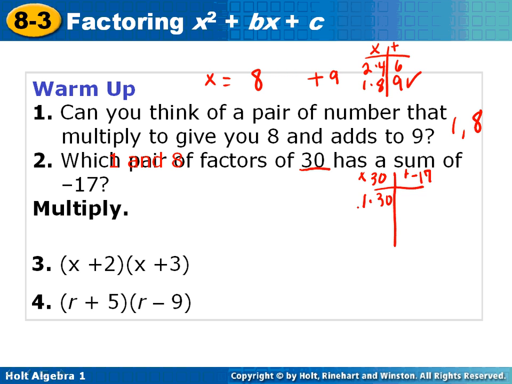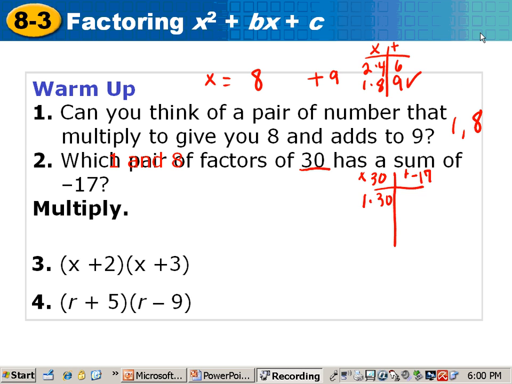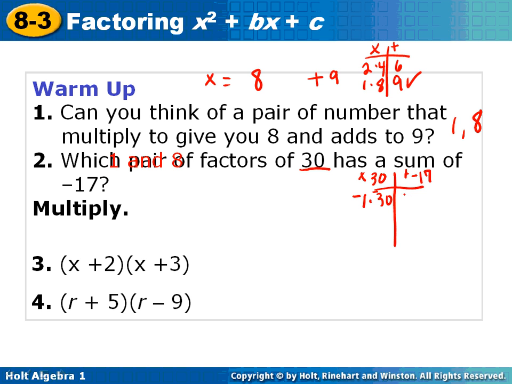but I do notice that these are going to have to multiply to give me a positive number, but they have to add to give me a negative number. Now, the only way that's going to happen is if both of these numbers are negative. So this gives me negative 31, and that is not right. Okay, how about negative 2 times negative 15? See how I'm going negative 1, negative 2. The next one I would try is negative 3. Well, negative 2 and negative 15 multiply to give me 30, and they add to give me negative 17. So the answers would be negative 2 and negative 15.